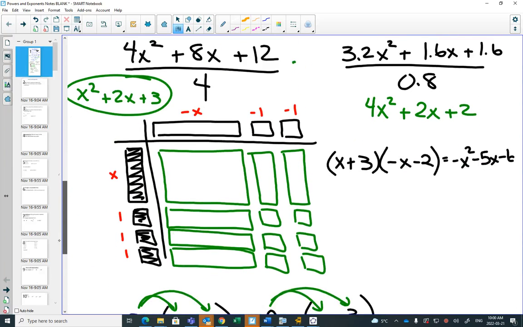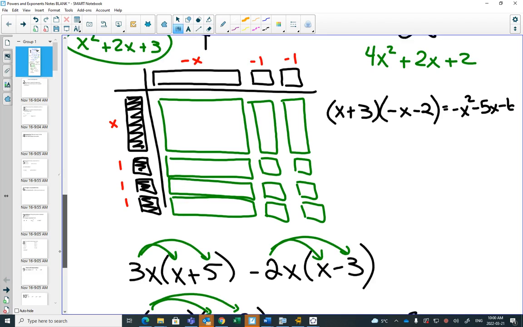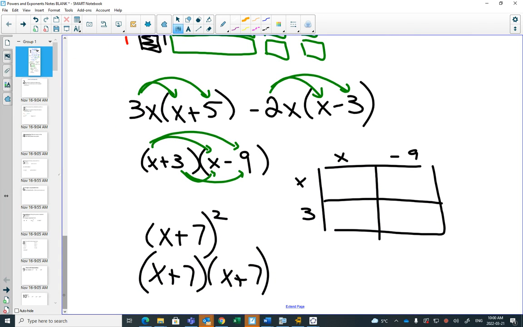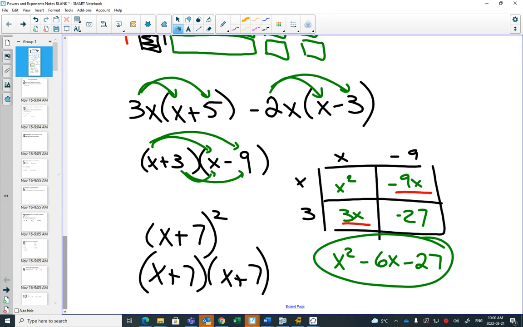And then this one with the algebra tiles we answered already. We showed how to distribute this. If you have the chart, you can fill in your chart. And of course, once your chart is filled in, you might notice those are like terms, so when you write your final answer, you can combine those. There we go.